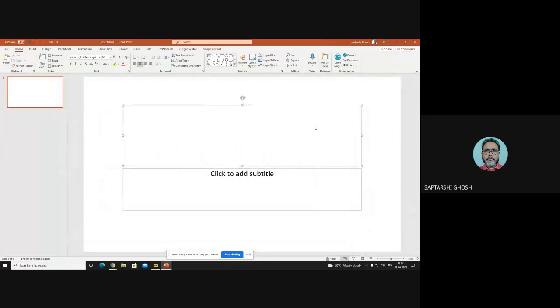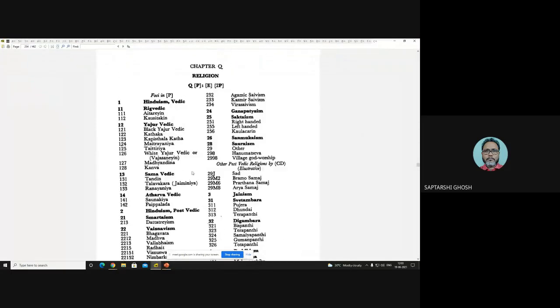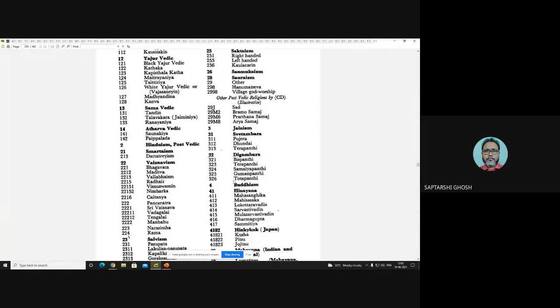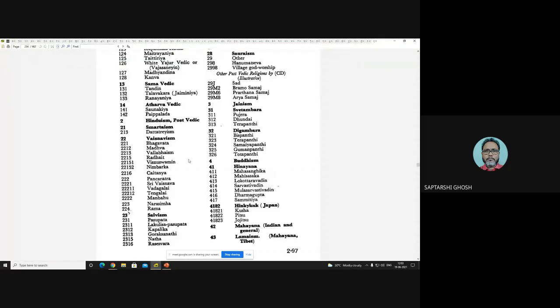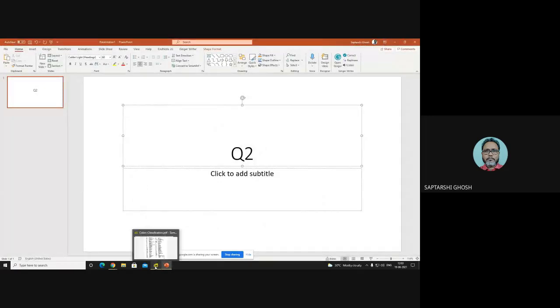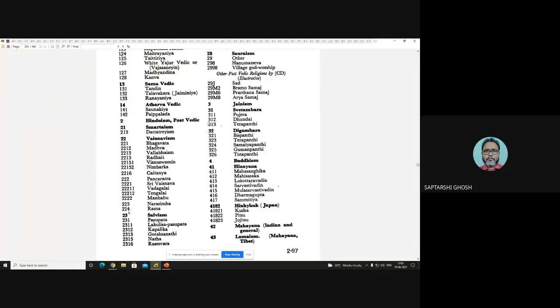Now, what we are trying to do: Q is the religion, so we are doing that one, Q. Q is the religion, you know. And then P, E, 2P. So now we have Q, then 2. Q, 2, 2 is for Hinduism, right? Then Hinduism is over. Now, we are giving a zero, okay? Zero for phase relation, and general phase relation is A, and then we are getting that one, 4. This is Buddhism.